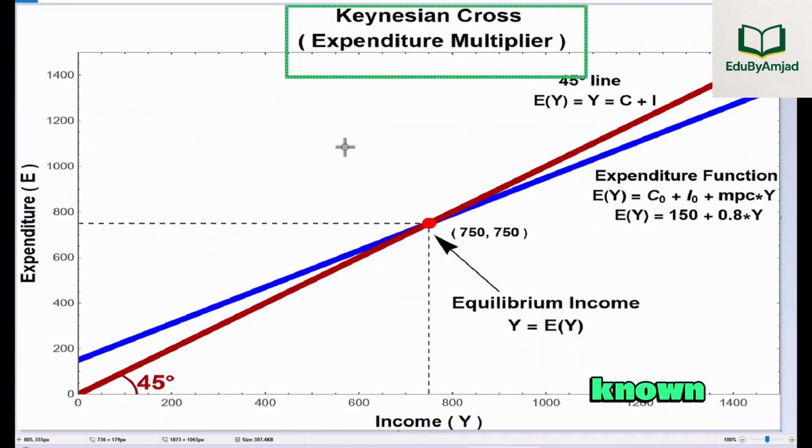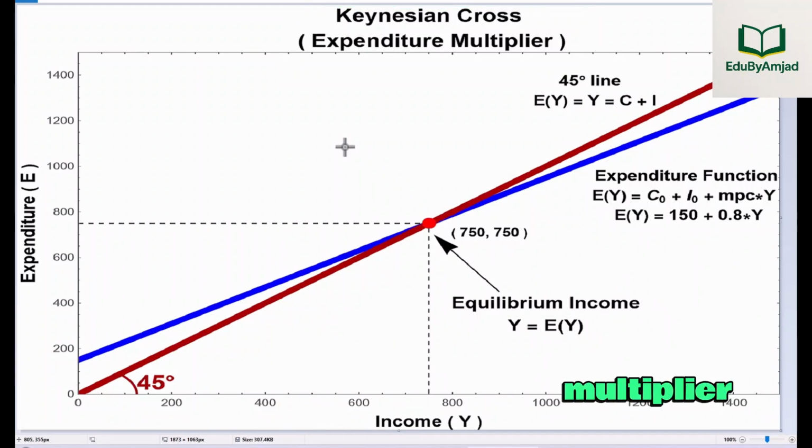This diagram, known as the Keynesian Cross, is commonly used to explain the expenditure multiplier and the equilibrium level of national income. National income, or output, is measured along the horizontal axis, while planned expenditure, made up of autonomous spending and induced consumption, is measured along the vertical axis.